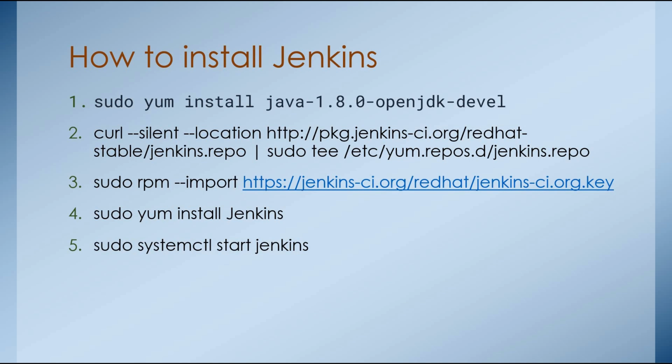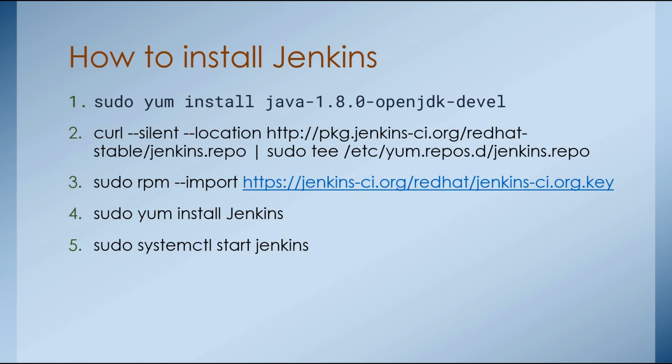In this video we are going to discuss how to install Jenkins on CentOS. So what are the commands which you have to run in your machine to install Jenkins? First, sudo yum install java-1.8.0-openjdk. So you have to install Java. It's a prerequisite. If you have not installed Java in your system, then Jenkins will not work. Okay. What's the second command?